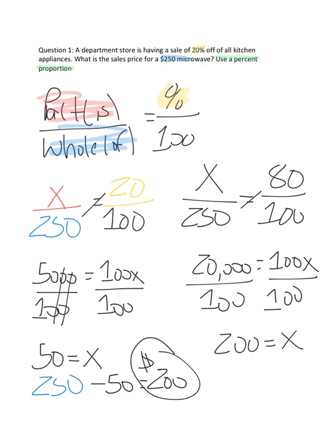So notice in this step, we actually don't have to subtract. We actually end up with our sales price of $200. Two different methods using the percent proportion. Both methods would give you the final answer of $200.